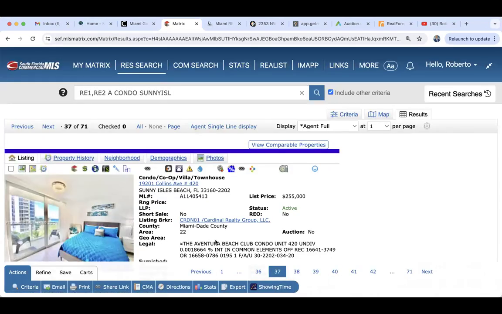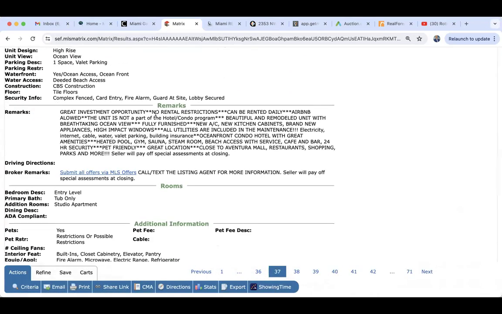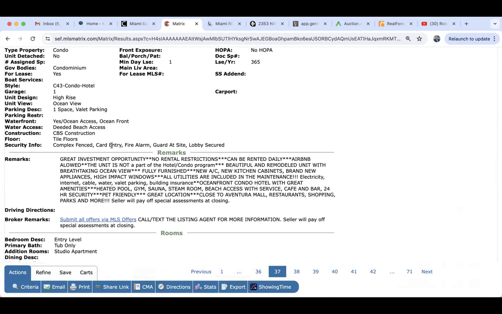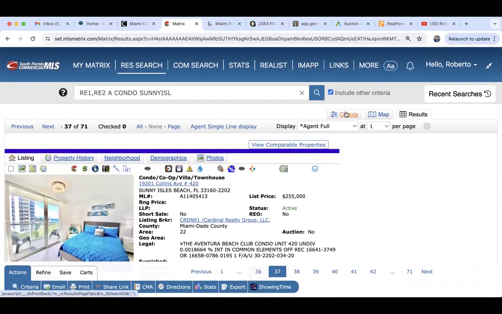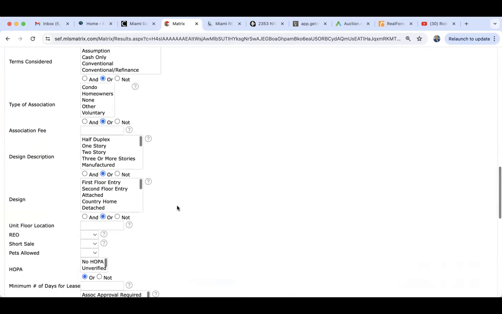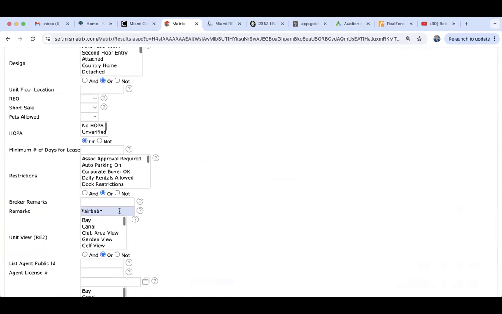mentions in the remarks, right? No rental restrictions, can be rented daily, Airbnb allowed. All right, they misspelled allowed. But anyways, as you can see, there are ways for us to find properties that allow Airbnb. Unfortunately, there is no search criteria for it, but in the remarks, you can put in asterisk, Airbnb like I did, and then another asterisk, and every property that shows up most probably will be allowed to use for Airbnb.